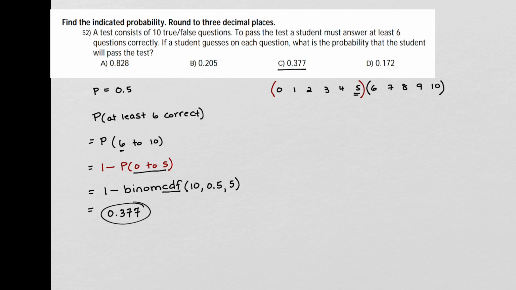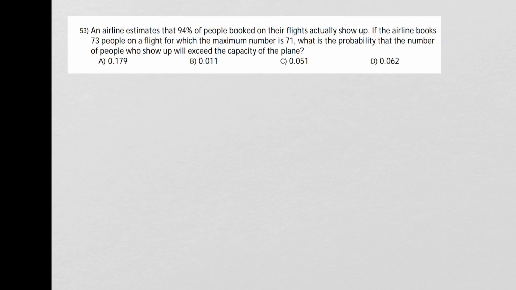Now let's take a look at question 53. In this problem, it says that an airline estimates that 94% of people booked on their flights actually show up. So that's my probability of an individual success, 0.94. If the airline books 73 people on a flight for which the maximum number is 71, what is the probability that the number of people who show up will exceed the capacity of the plane?